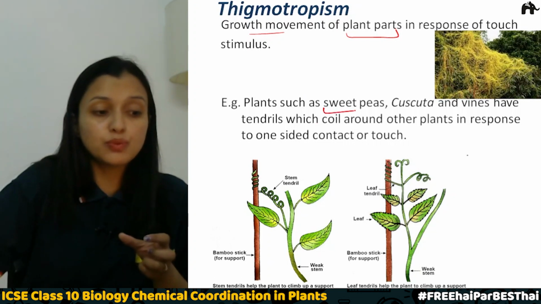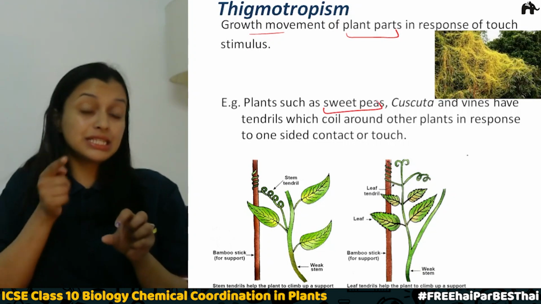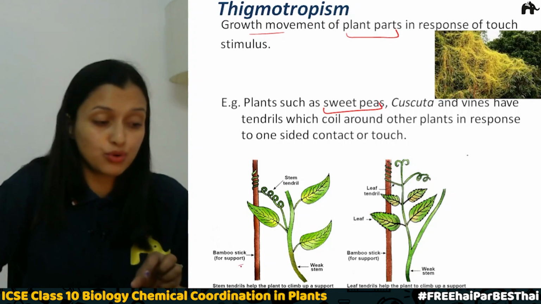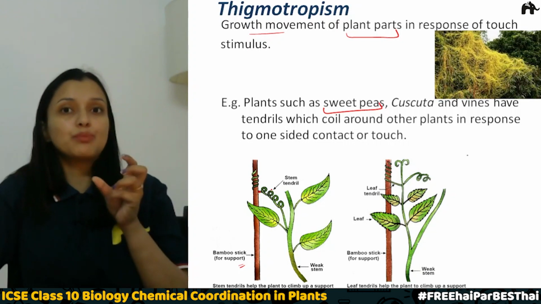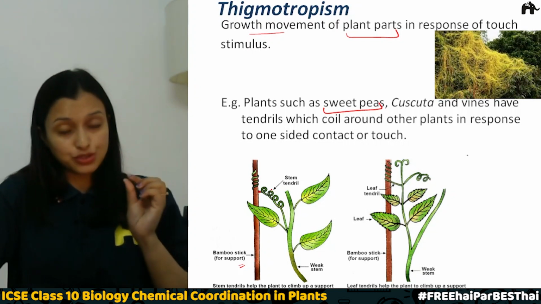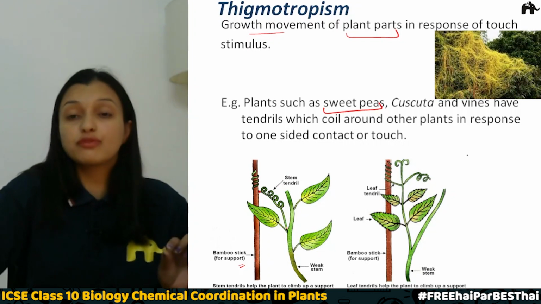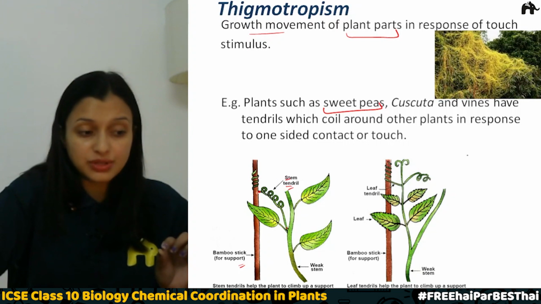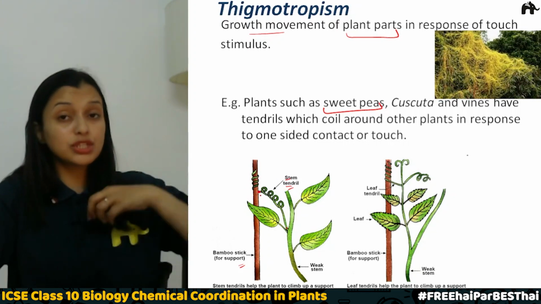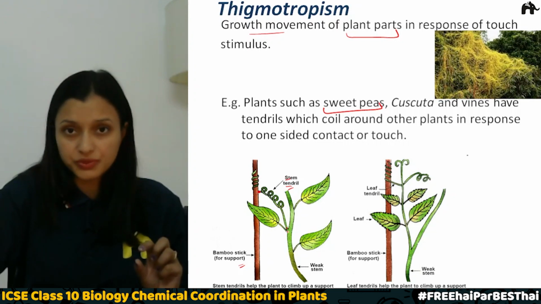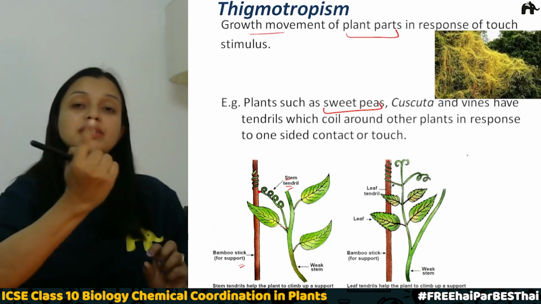You must have seen a sweet pea plant. It has a very delicate, very weak stem. As soon as this stem comes in contact with any support or any stick, at that particular point it generates a stimulus. As soon as the stimulus is generated, it is sent to the lower parts of the tendrils, right? So this is a stem tendril. As soon as it comes in contact with any support, this touch creates a stimulus which moves downward, right? And now this particular tendril starts coiling around that support.